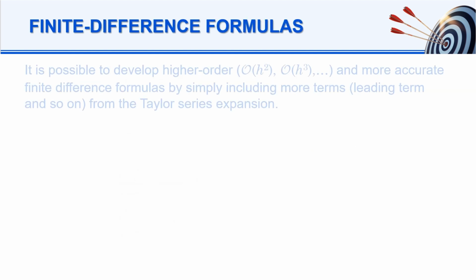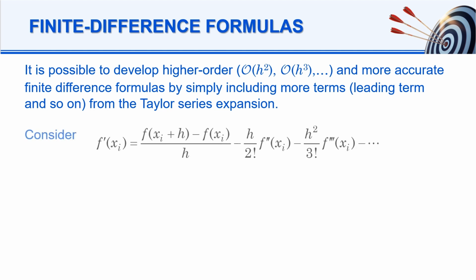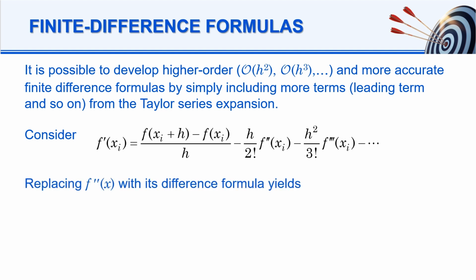It is possible to develop higher-order and more accurate finite difference formulas by simply including more terms, leading term, and so on, from the Taylor series expansion. We consider the following first-order approximation. Replacing the second derivative with its first-order difference approximation yields the following.